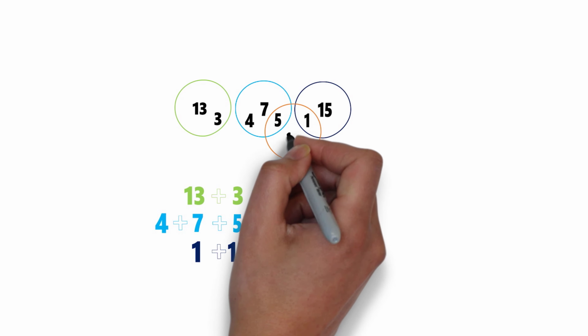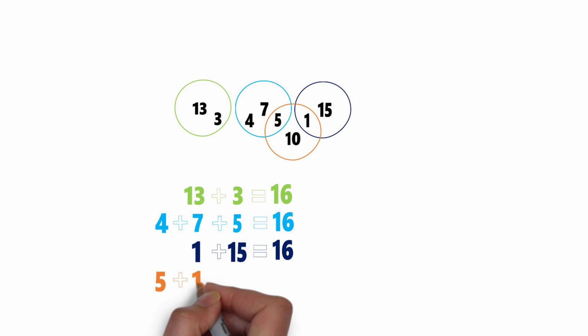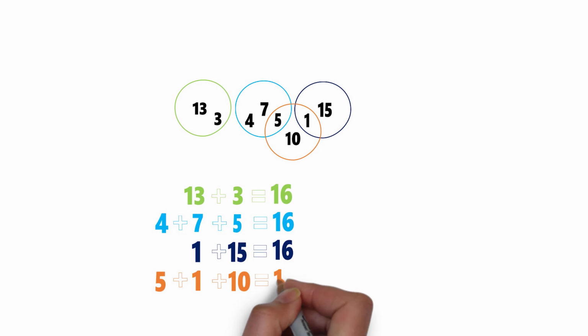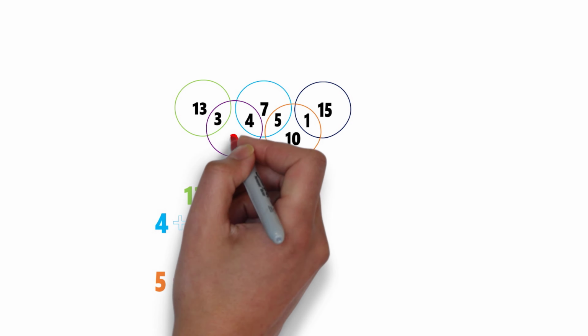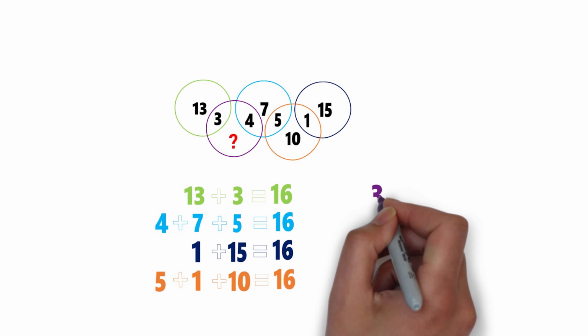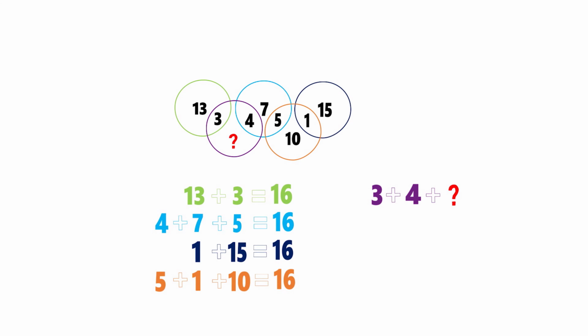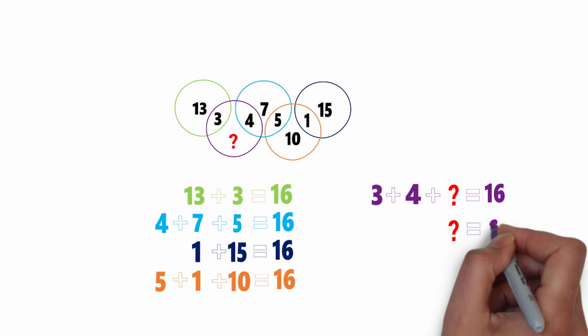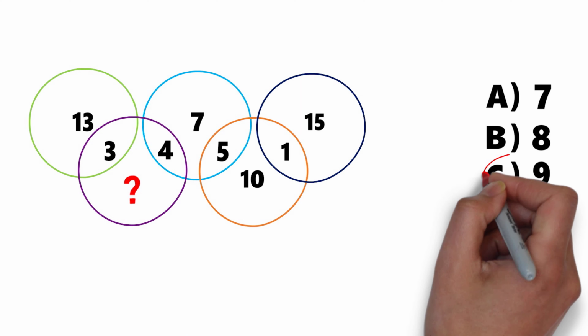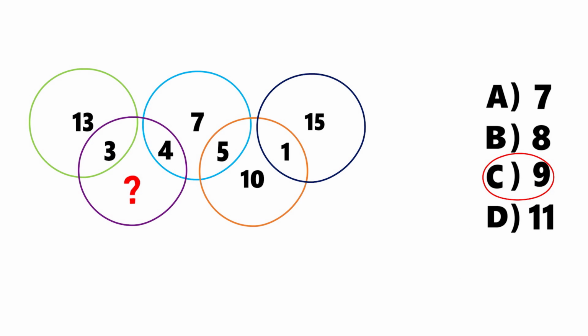And in the orange circle, we have 5 plus 1 plus 10, also equals 16. So to calculate the question mark, which is the missing number, we need to add 3 plus 4 plus question mark and make an equation to make it equal 16. After doing the calculation, you see that the question mark and the missing number equals 9. So the correct choice here is choice C, 9. Hopefully you've nailed this question and now know how to answer similar problems on the test.